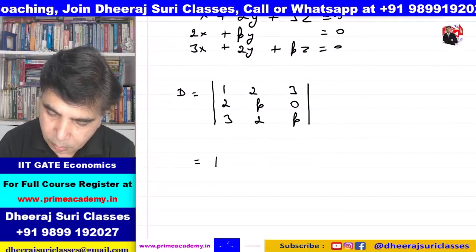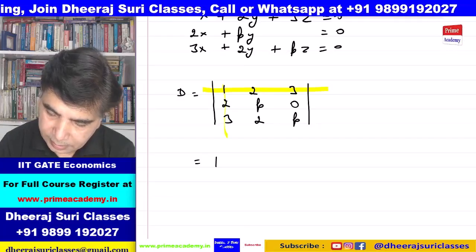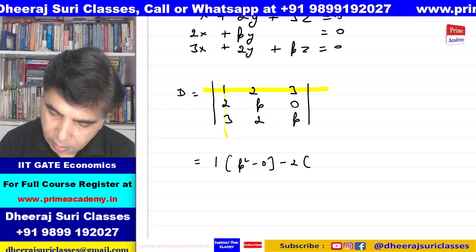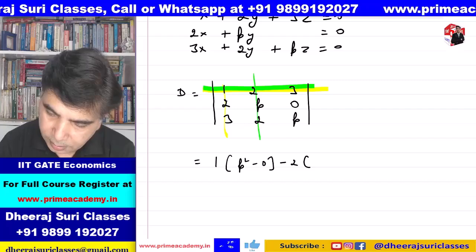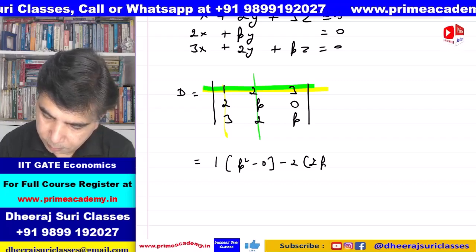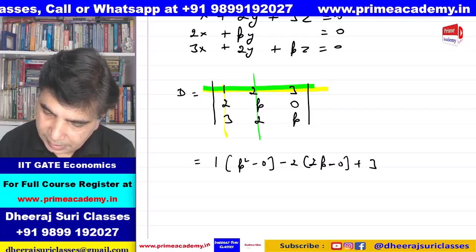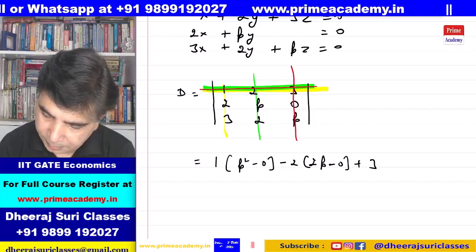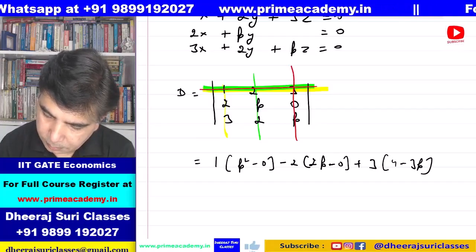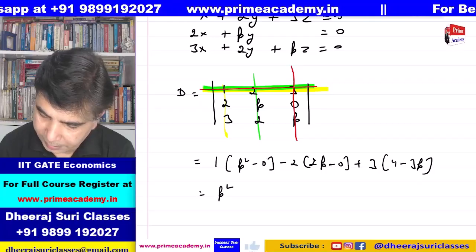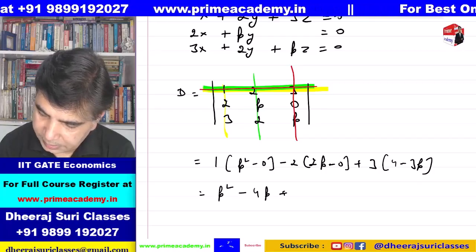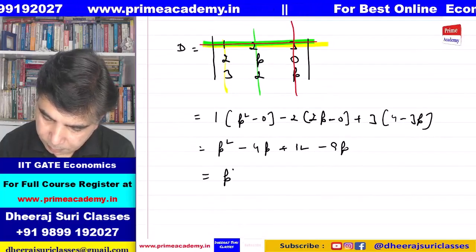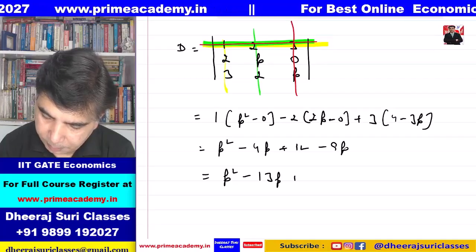1 times, leave the row of 1, leave the column of 1, we get p square minus 0. Minus 2 times, leave the row of 2, leave the column of 2, you get 2p minus 0. Plus 3 times, leave the row of 3, leave the column of 3, what do you get? 4 minus 3p. So it is p square minus 4p plus 12 minus 9p. So it is p square minus 13p plus 12.